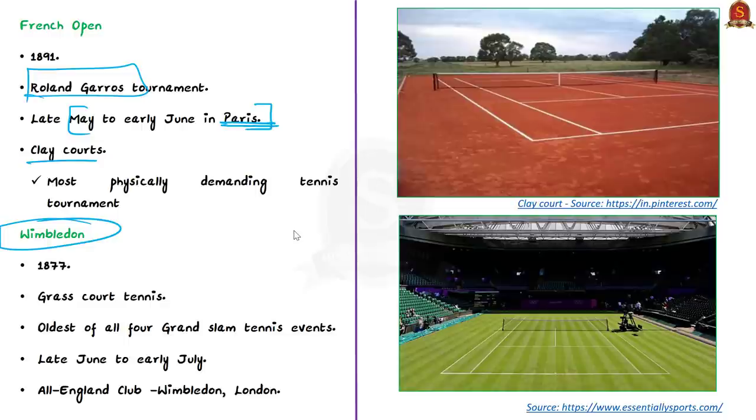Wimbledon is a grass court tennis Grand Slam event. It is the oldest of all four of the Grand Slam tennis events. Wimbledon is looked at by many experts in the tennis world as the most prestigious event. It is usually held from late June to early July. Also know that since its year of inception, Wimbledon has been held at the All England Club that is located in Wimbledon in London. Now let's come to the US Open.